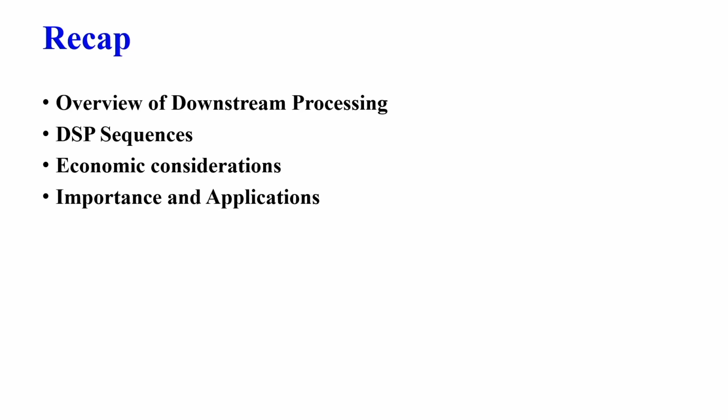So, we can quickly revisit the last lecture. There we discussed an overview of downstream processing. It includes all the unit operations after the fermentation till the recovery and purification of your product. So, what are the sequences in the downstream processing we discussed?